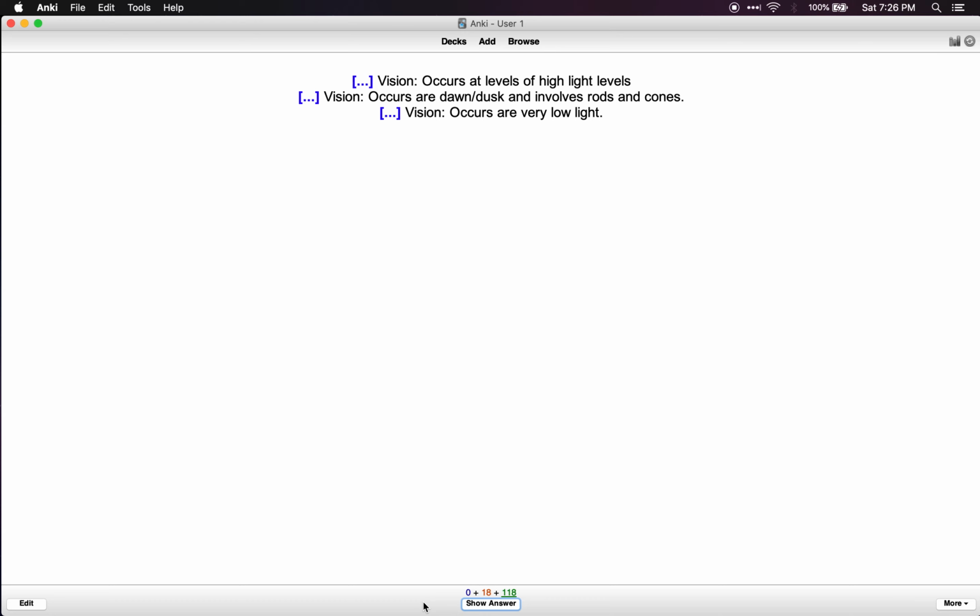Photopic vision occurs at high levels of light. Scotopic and mesopic occur at very low light. Photopic, high light levels. Photo has light. Mesopic, middle, occurs at dawn and dusk, involves rods and cones. Scotopic vision occurs at very low light.